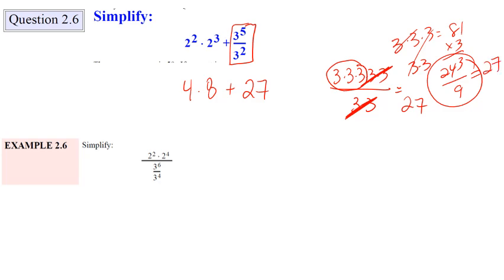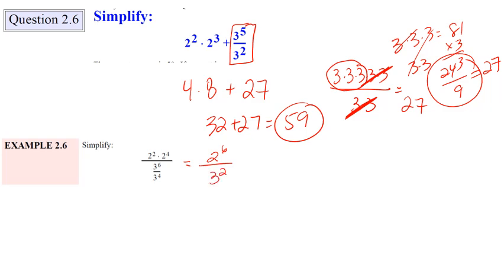Okay, 4 times 8 is 32. 32 plus 27, and that gives me a 59. All right, so the next one, I have 2 squared times 2 to the 4th. So another way to do this is to add the exponents themselves. So this is 2 to the 6th, and then the denominator is 3 squared.